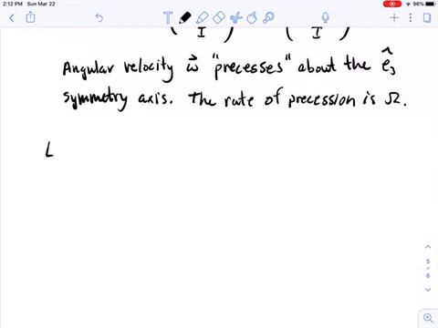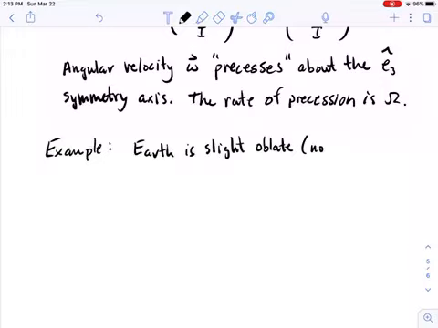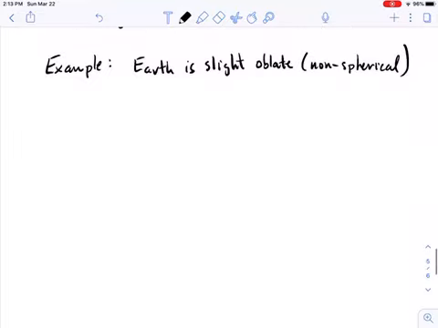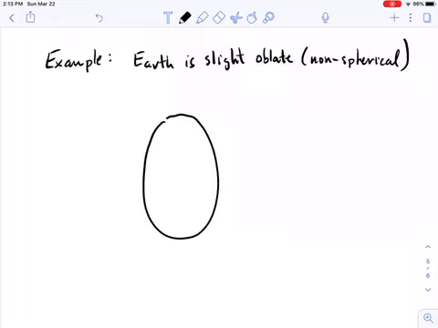Okay, so is there a relevant example that we could think of? The answer is yes, and Earth is that example. So Earth, usually people think of as spherical, but it's slightly oblong, so it's slightly, we'll say, oblate. It's non-spherical. And so I want to exaggerate that just for the sake of drawing a picture. And so let's imagine that that was the Earth. And so now our symmetry axis is along the long axis. So this is the E3 hat axis, or the symmetry axis.